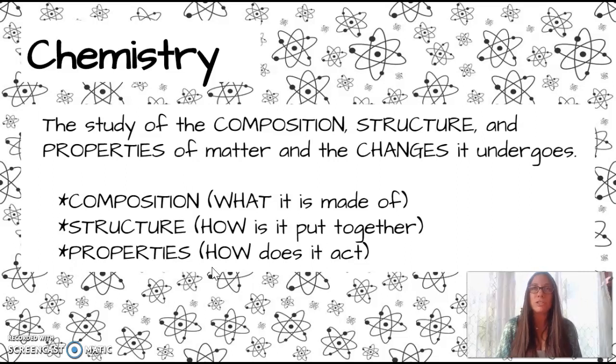The composition is what something is made of. The structure is how it's made or how it's put together, and the properties describe how something behaves or acts.